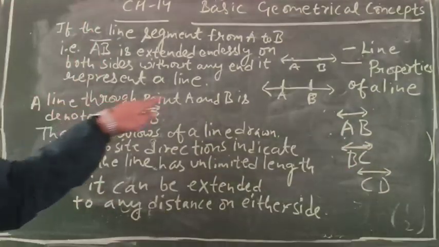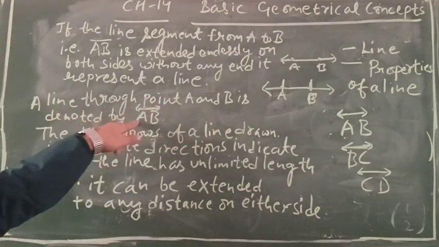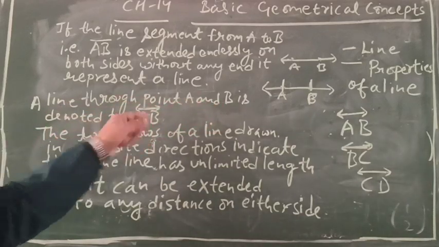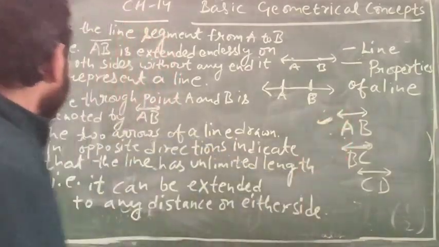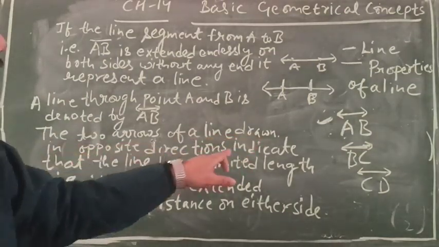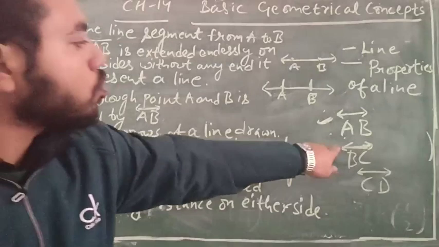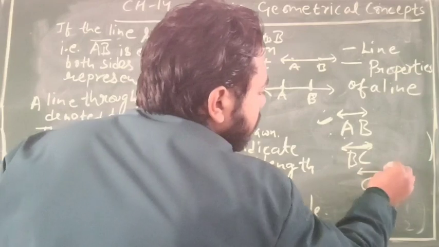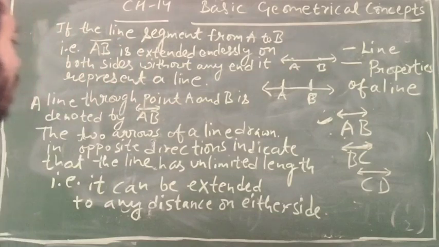A line through points A and B is denoted by AB. Here is the representation of line AB. The two arrows of a line drawn in opposite directions indicate that the line has unlimited length.